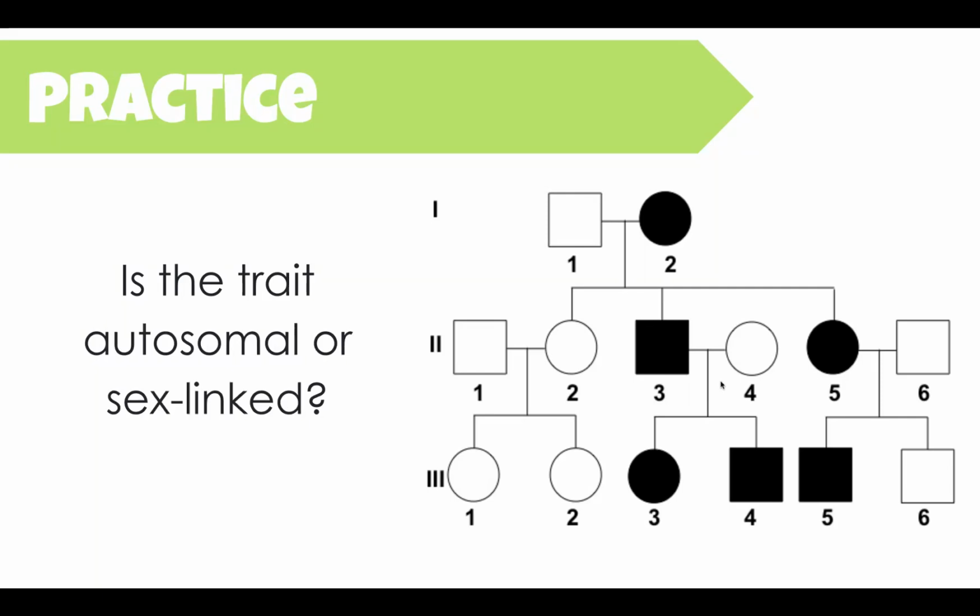So now I want to figure out, is this trait an autosomal trait or is it a sex-linked trait? Autosomal meaning it falls on your, I don't want to say regular chromosomes, but chromosomes numbered 1 through 22, or is it on the pair of sex chromosomes? To figure that out, I have to look at the distribution of the trait in males and females. So I see 3 females affected by the trait, and I see 3 males affected by the trait. So because it seems to appear in both males and females pretty equally, this is an autosomal trait. It is not sex-linked.